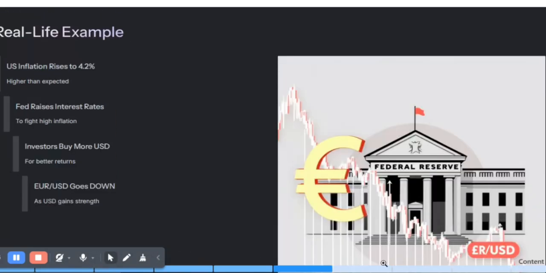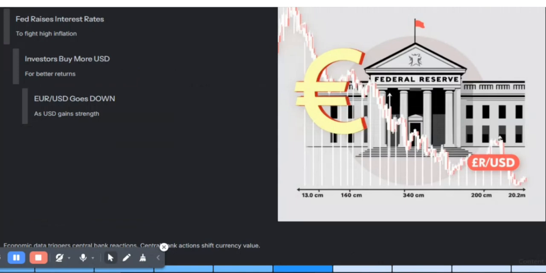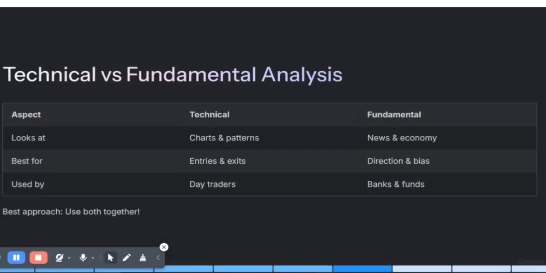So let's take a look at this. Economic data triggers central banks' reaction, right? However, central banks' reaction actually shifts currency value. I repeat again, whatever is happening in the economy, that's what triggers central banks' reaction, and how central banks react is what actually shifts currency value.